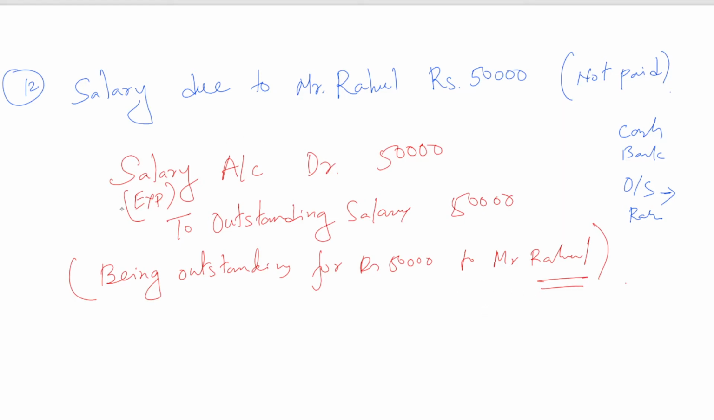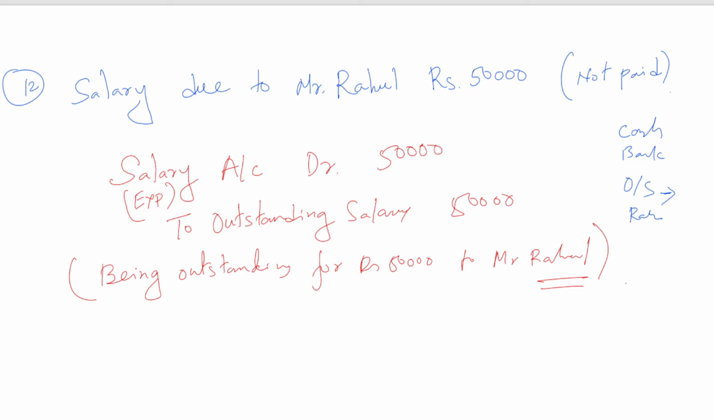So in a real time situation, what will happen is, madam, actually, Rahul account will not be debited. Salary outstanding will be credited. You have to write salary debit. Salary will be debited. If it is paid or not paid, you have to show the salary account debit. Either you can write Rahul credit or you can write salary outstanding. Any name you can use. But the salary account has to be debited.